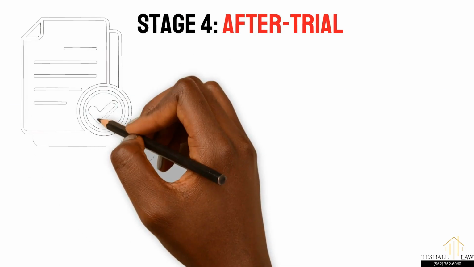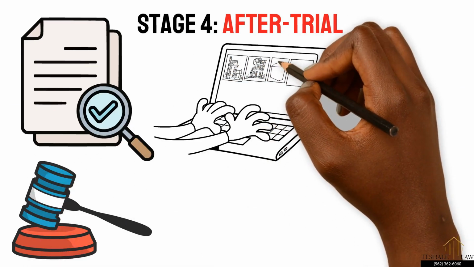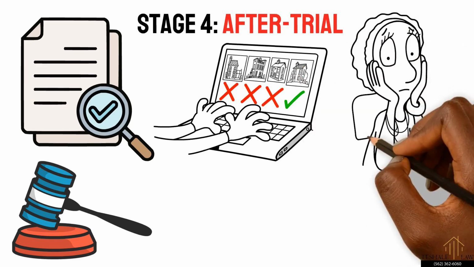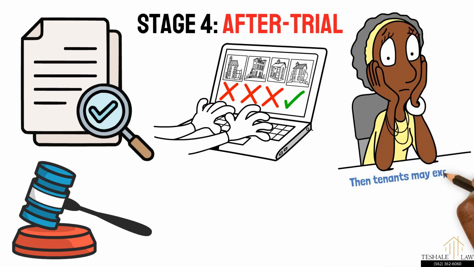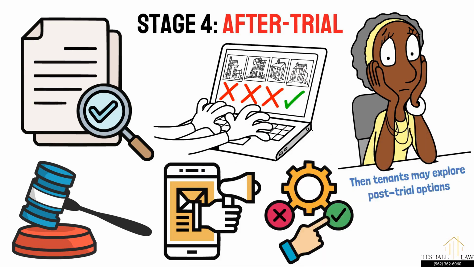Stage 4. After trial. Following the conclusion of the trial, the court issues a judgment determining whether the tenant will be allowed to remain in the property or be required to vacate. If the judgment is unfavorable to the tenant, then the tenant may explore the post-trial options, such as filing an appeal or seeking a stay of execution of judgment.